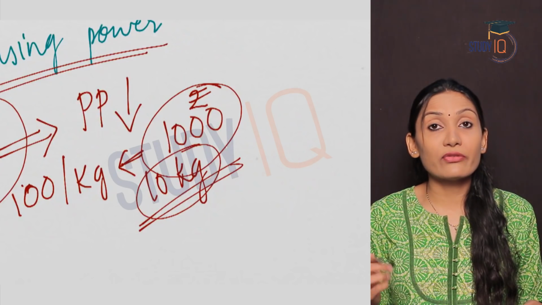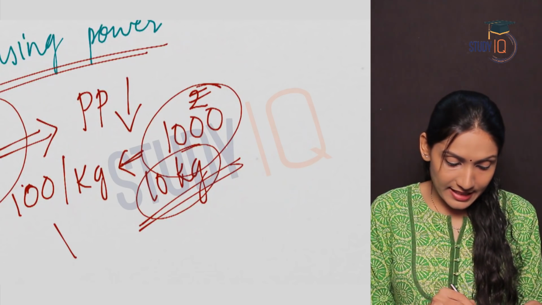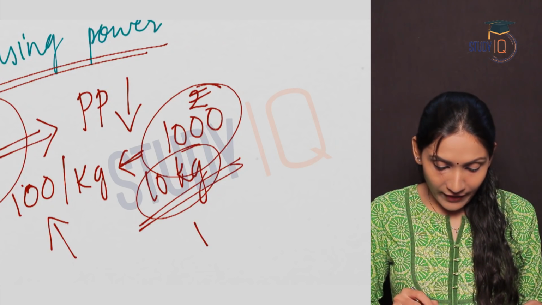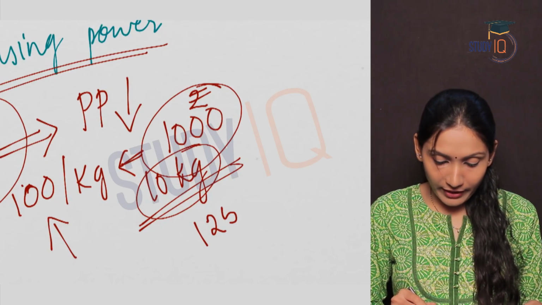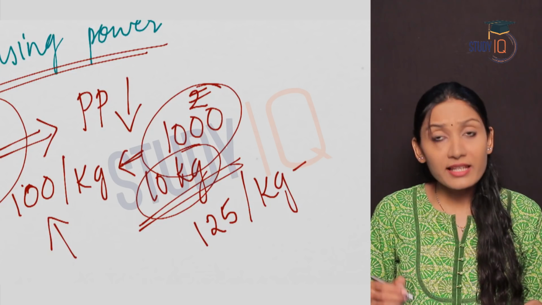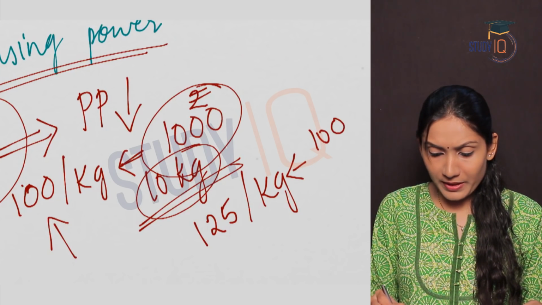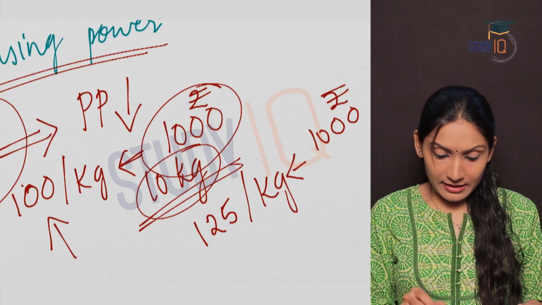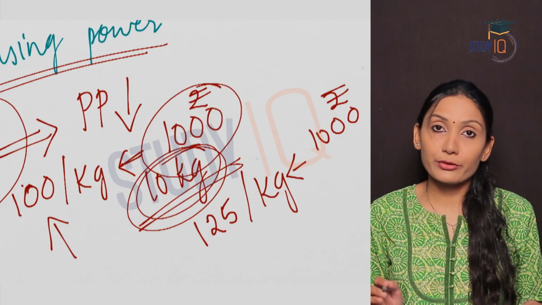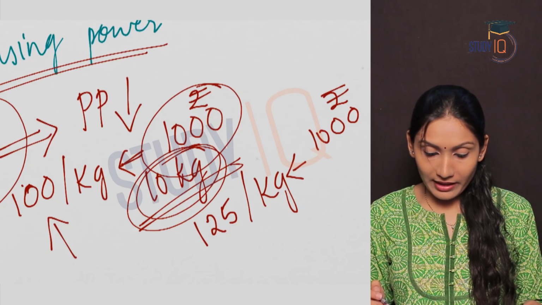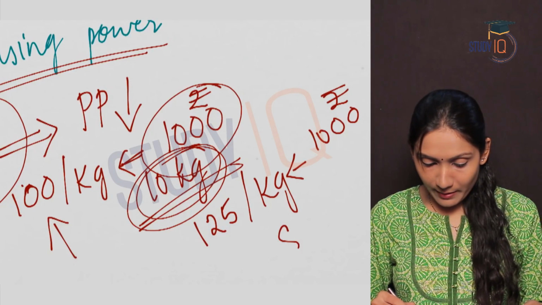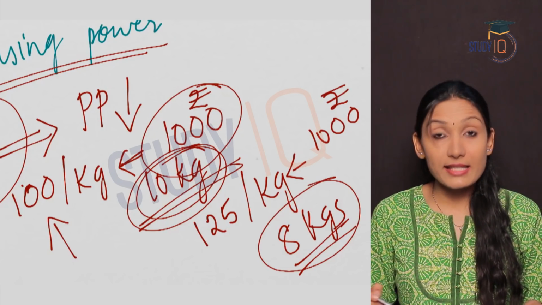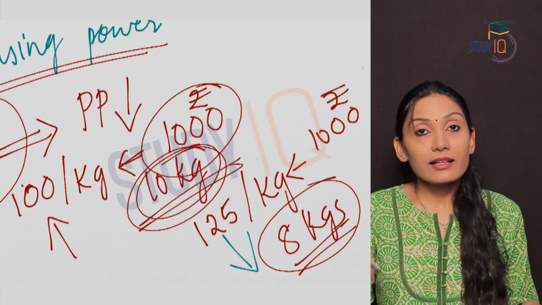But now there is inflation in the economy. The prices have gone up. Inflation means increase in prices. So, now the price of apple is 125 rupees per kg, and his income is the same, 1000 rupees. Will he be able to buy the previous 10 kilograms of apple? No, he will not be. Now he will be able to buy only 8 kilograms of apple. This means the purchasing power of that household has come down.